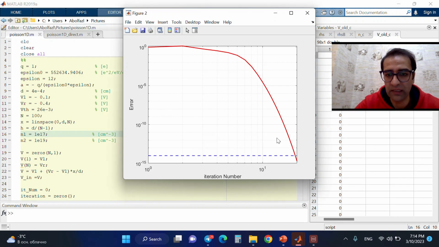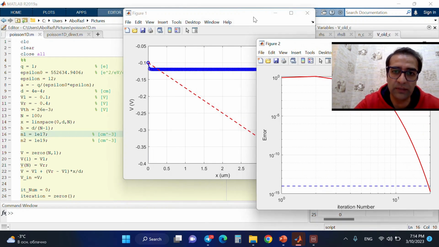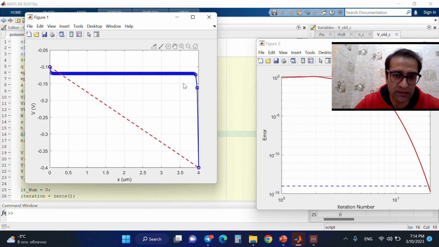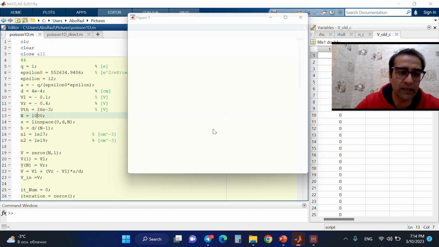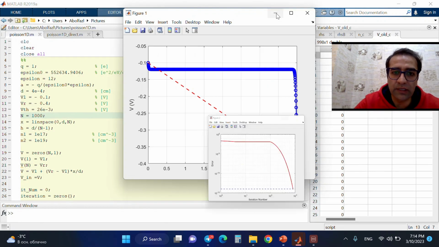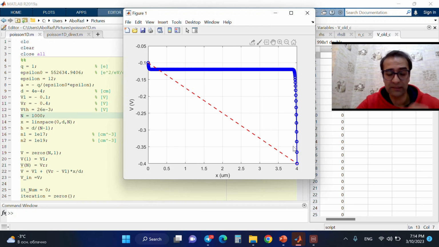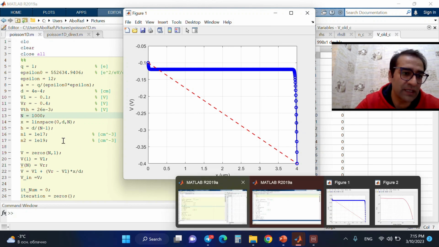Press F5. Again, we have convergence of the problem, and this is the format of the potential, and this is the initial guess. Let me increase it to 1000 to have an accurate value for the potential at the boundary. You see that with this new initial guess, we have convergence for all values of N1.